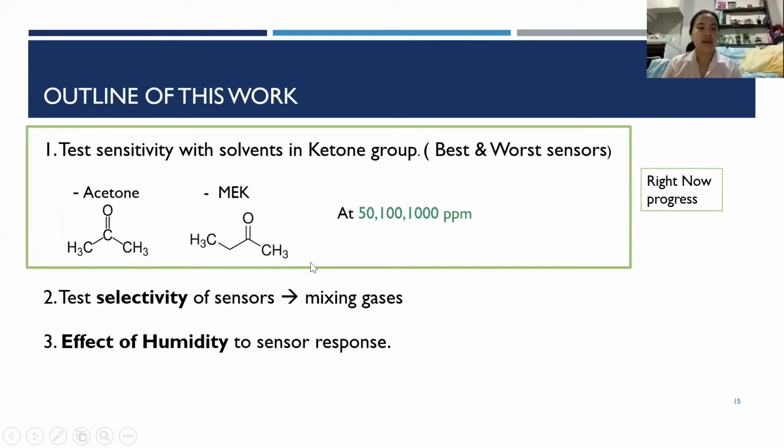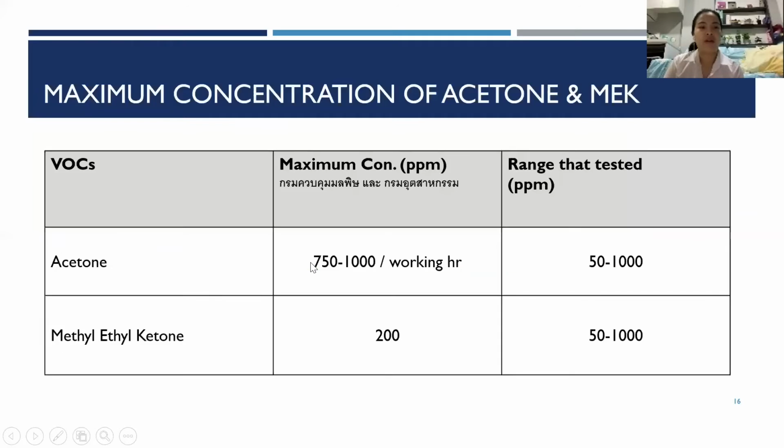And three, study the effect of humidity. The exposure limit for acetone is around 750 to 1000 ppm per 8 hours, and for MEK it is 200. And I chose to test in the range of 50 to 1000 ppm.